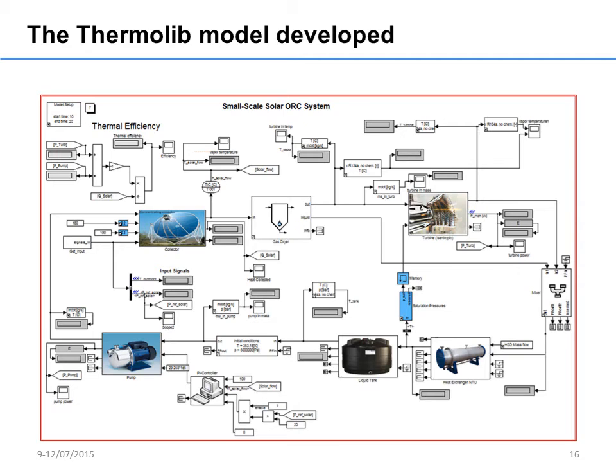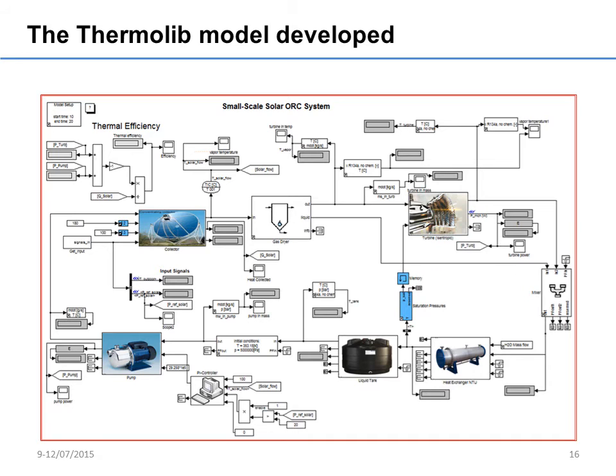For example, this is the condenser, this is the liquid tank to collect the condensed fluid, and this is the pump, solar collector, and the turbine.